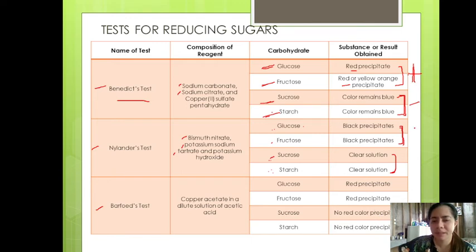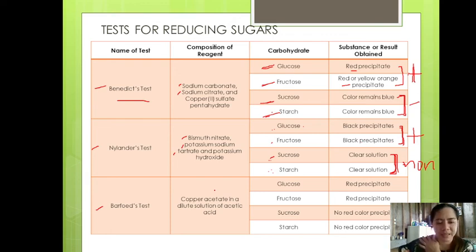So the black precipitate is a positive result for reducing sugars. The clear solution is non-reducing sugar, same as the Benedict test where it remains blue in color. These are non-reducing sugars, and this is the positive result.